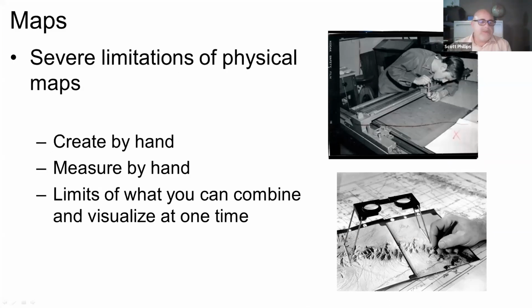Now, maps do also have some severe limitations. Traditional maps are created by hand. Your measurements have to be done by hand, and they are hard, because it's a physical piece of material, there's limits on what you can visualize at one time. People had different ways of creating sort of see-through overlays that they would lay on top of maps, but it gets messy. There's a really hard limit to what you can do.